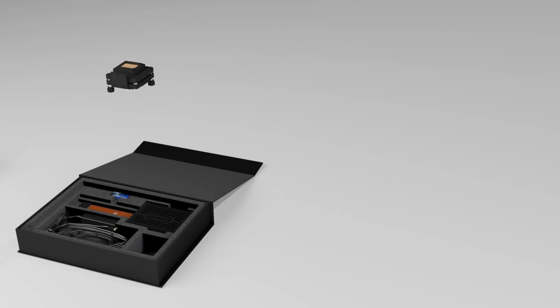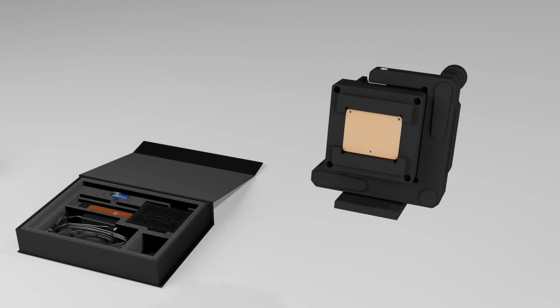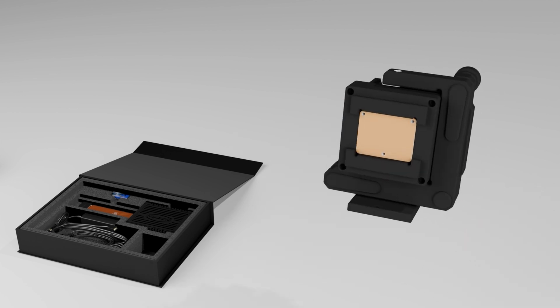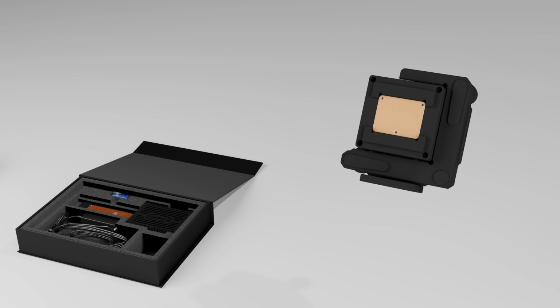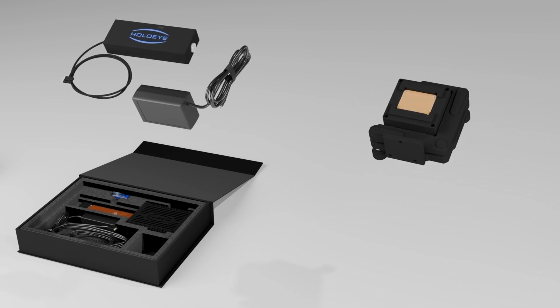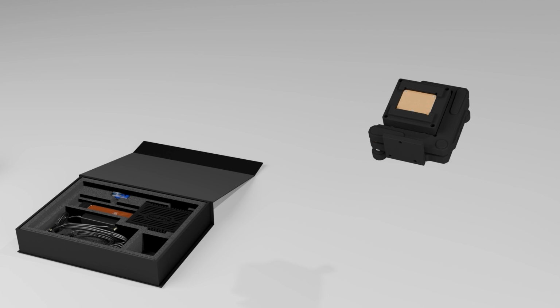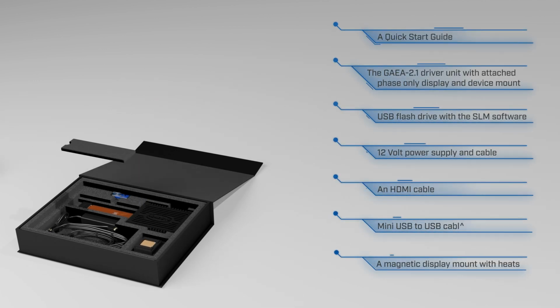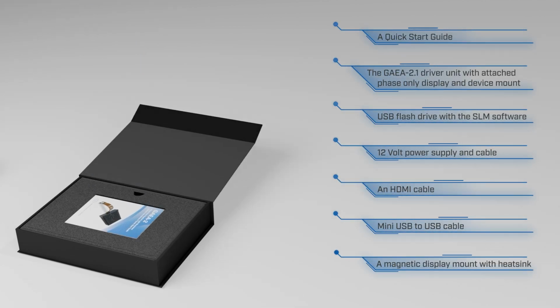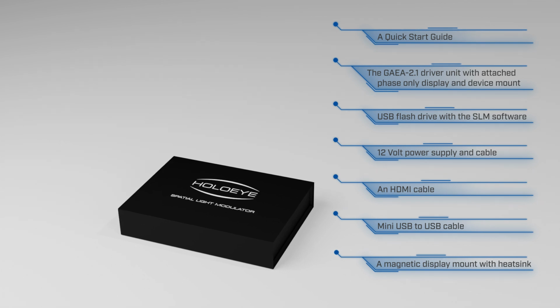The TMS-001 thermal management system contains a display mount with Peltier element in combination with a passive heatsink, a controller unit with power supply, and a USB cable. The manual for the TMS-001 thermal management system can be found in the supplied USB flash drive.